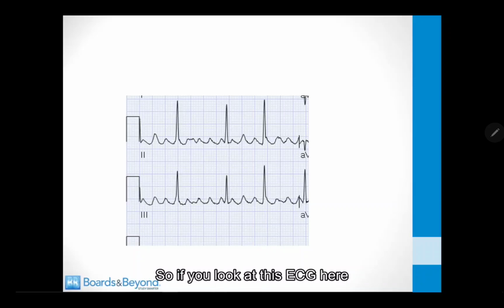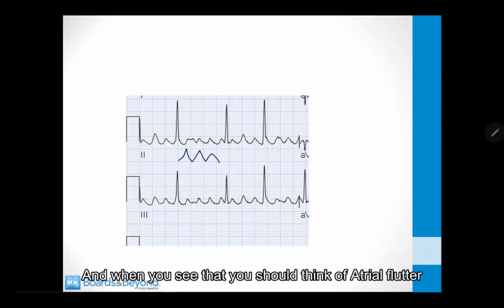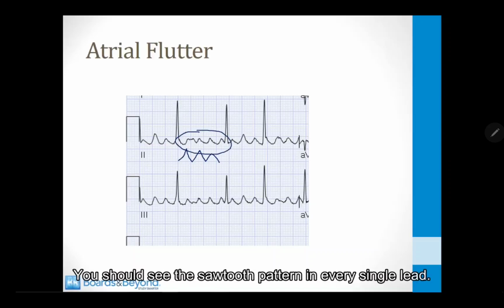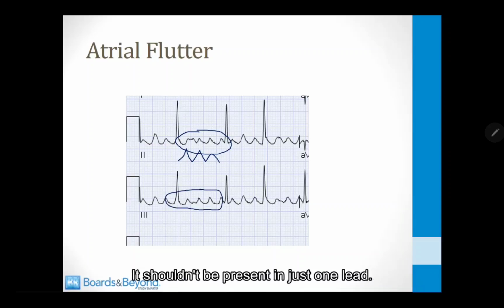So if you look at this ECG here, the baseline has this so-called sawtooth pattern, and when you see that, you should think of atrial flutter. Atrial flutter has this sawtooth pattern present. You should see the sawtooth pattern in every single lead. It shouldn't be present in just one lead. If that's the case, you may be looking at something else.